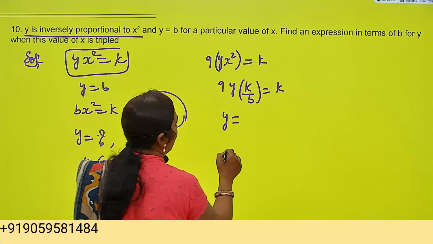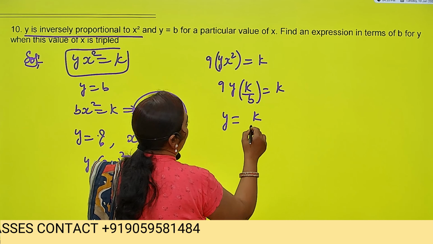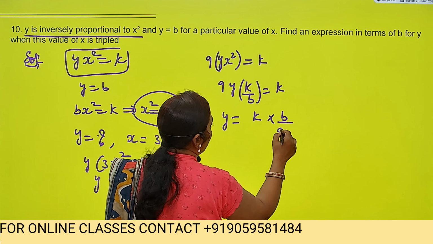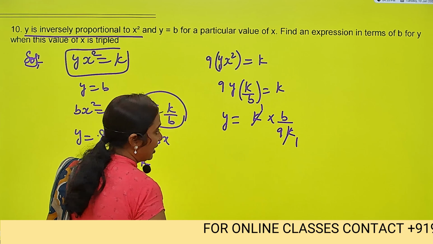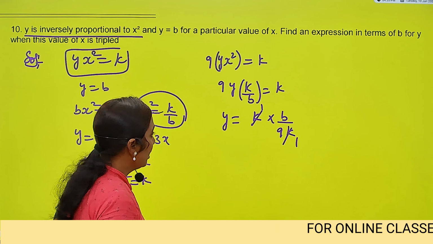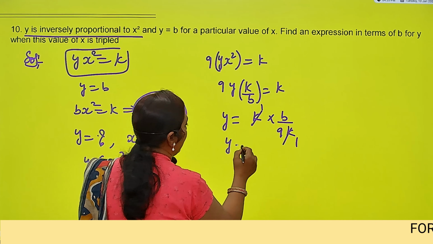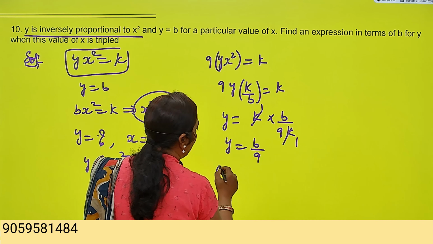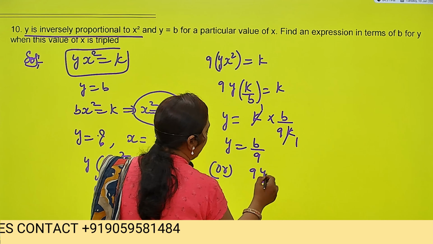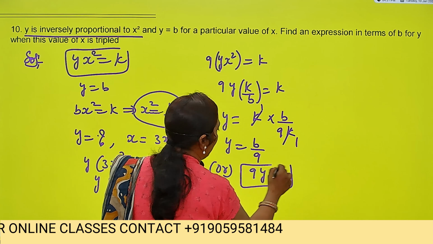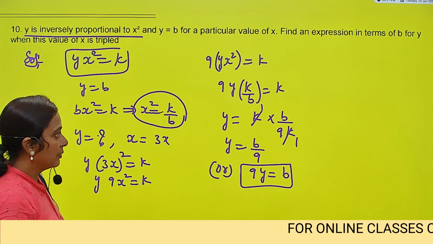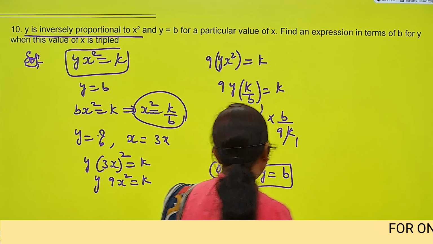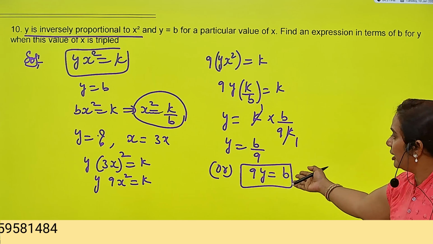What is y? That is k multiplied with b over 9k. Both k values are constants, so they cancel. Here y equal to b over 9, or 9y equal to b. The y can be expressed in terms of b when x is tripled. Okay, got it? Y can be expressed in b only. This y is expressed in b.